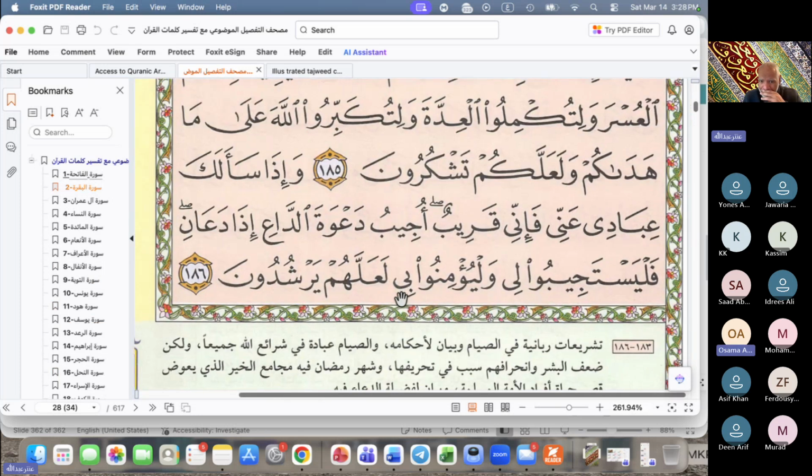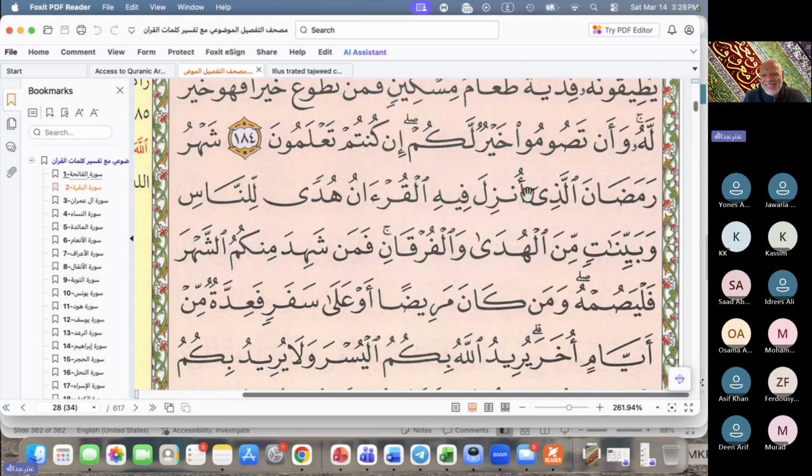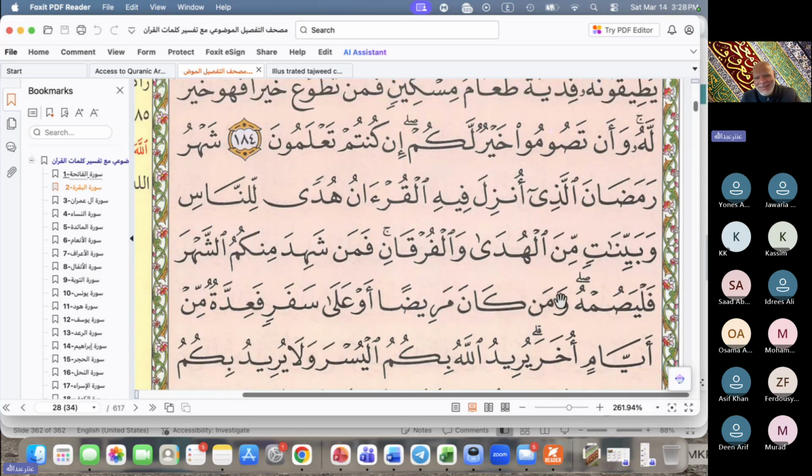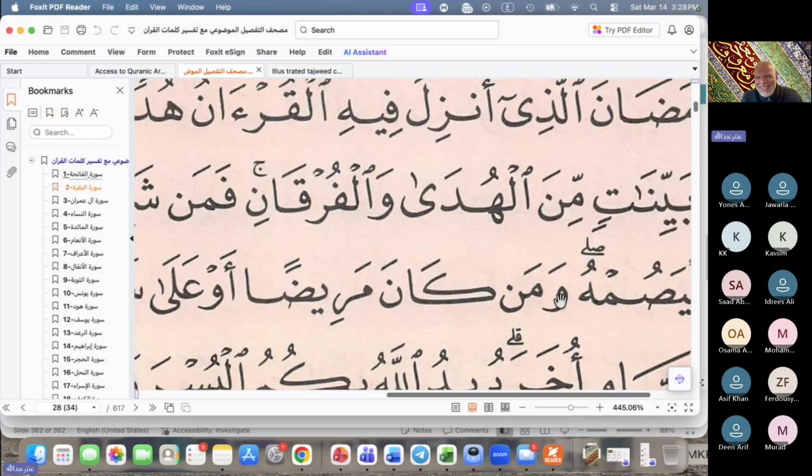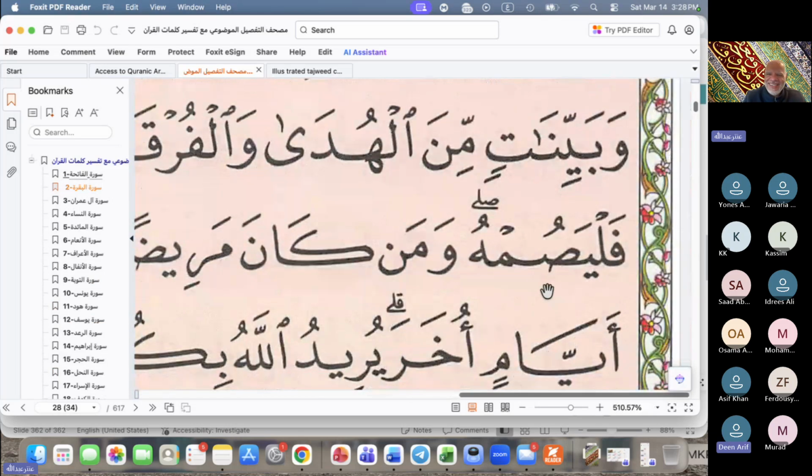And even, Dr. Antar, فَلْيَصُمْهُ, the easiest example. So the fa and then li. And here, فَلْيَصُمْهُ. What is the marker for the majzoom? The sukun on the meem. Sukun, yeah, on the meem.